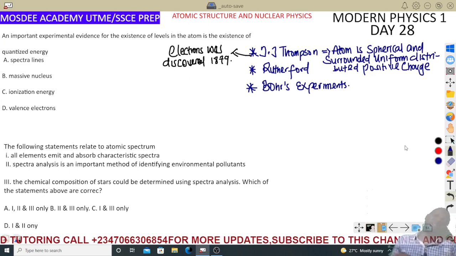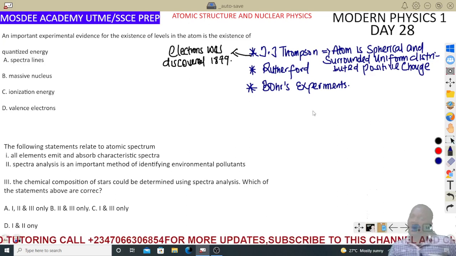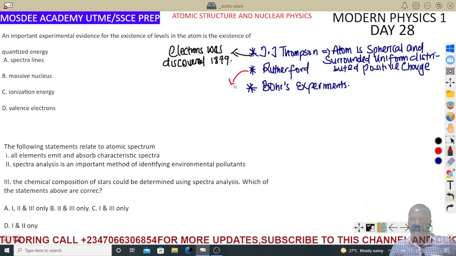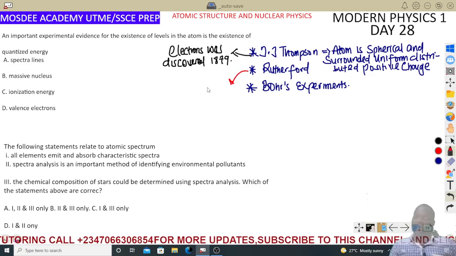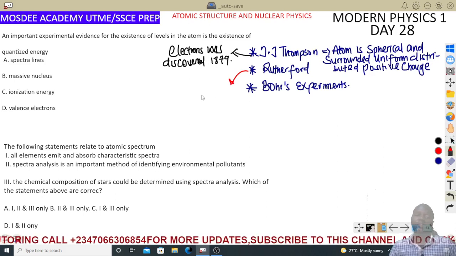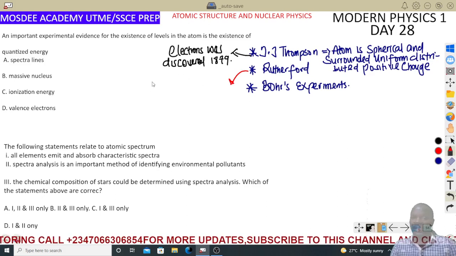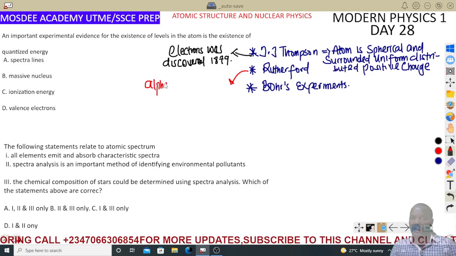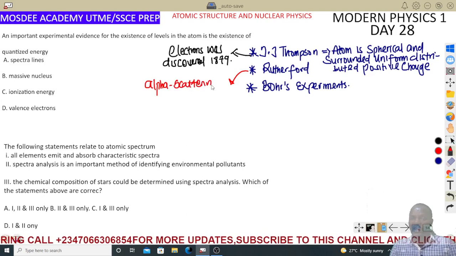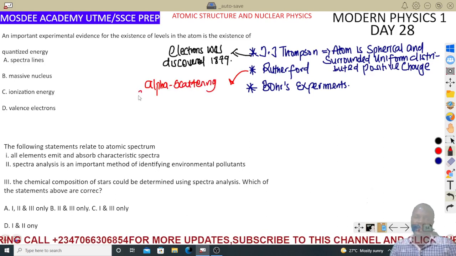Now, the next person I'll quickly talk about is Rutherford. Rutherford was given the accolade of discovering what we call the proton, but his experiment was more like the alpha scattering experiment. I hope you have studied that also in your junior classes. The alpha scattering experiment.